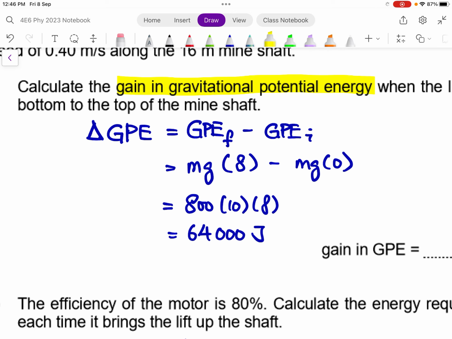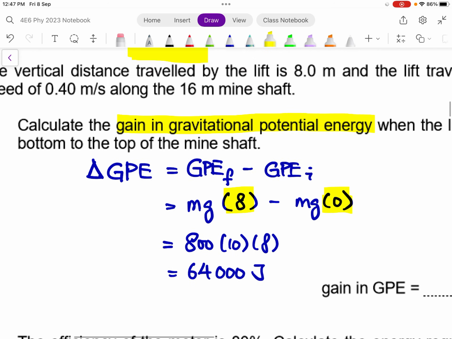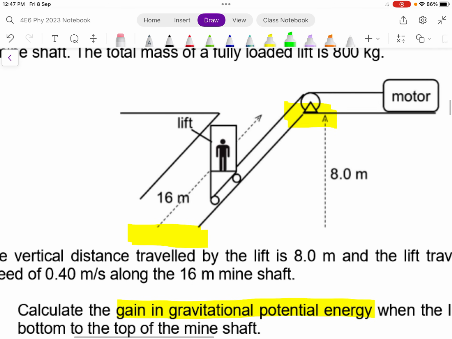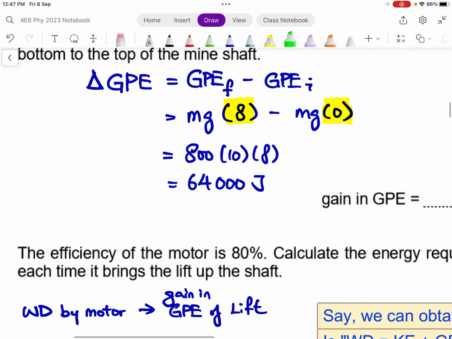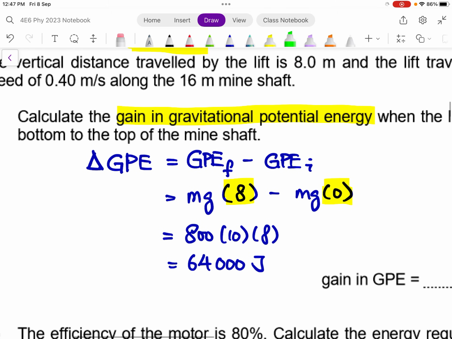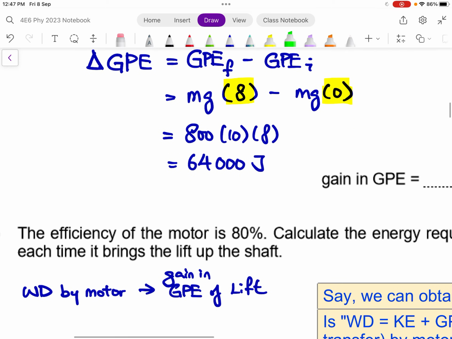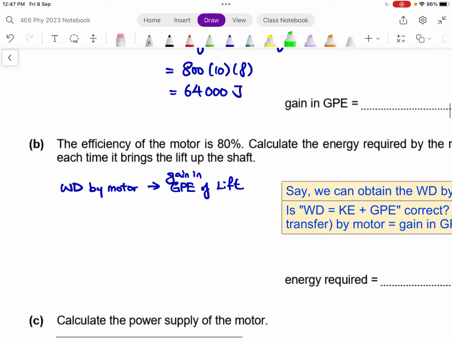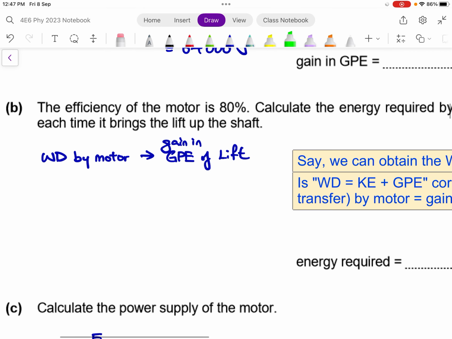We set ground equals to 0 at the bottom, so initial GPE will be 0, and when you rise up, we are always referring to the vertical gain in height. So once you substitute that into it, you will find 64,000 joules. Next question, we are checking whether you are good at how you visualize energy conversion and whether you understand efficiency.